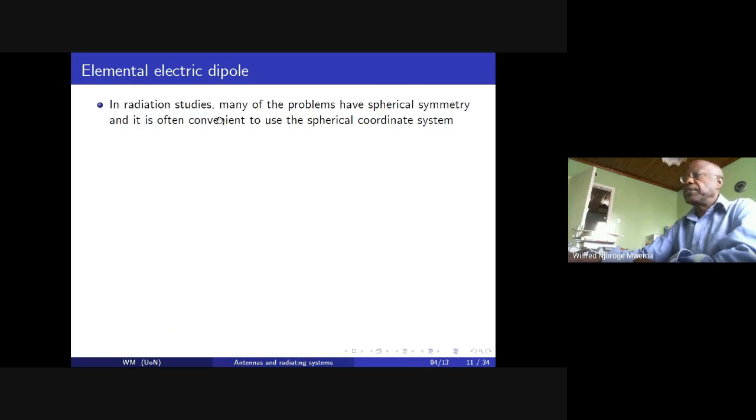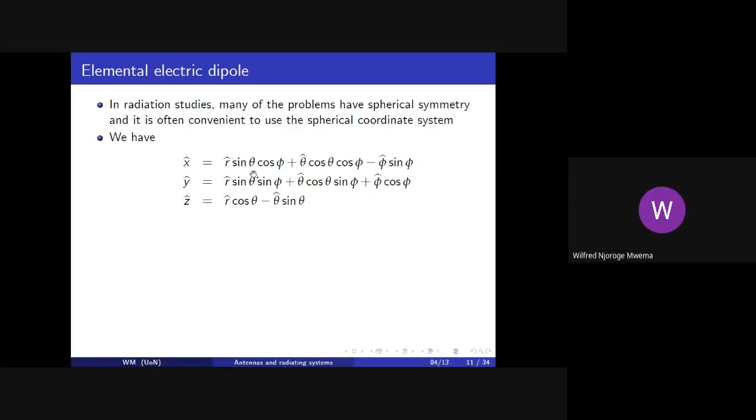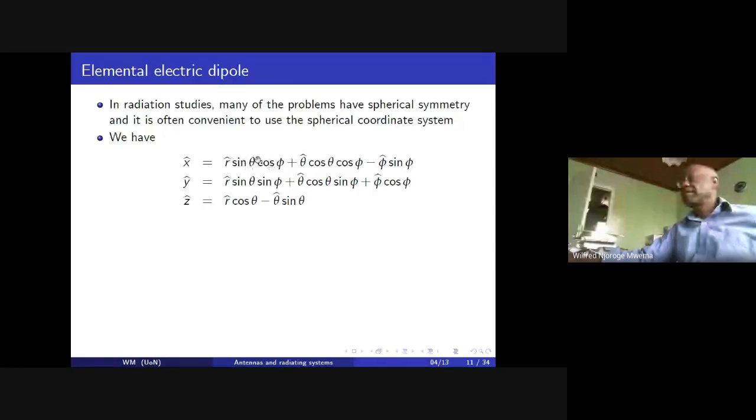In radiation studies, many of the problems have spherical symmetry, and it is therefore often convenient to use a spherical coordinate system. For this system, the unit vectors in the three Cartesian directions x cap, y cap, and z cap are given as follows: x cap is given by the unit radius vector r cap multiplied by sine theta cosine phi, plus the theta cap, that is the unit vector in the theta direction, cos theta cos phi, minus phi cap sine phi.